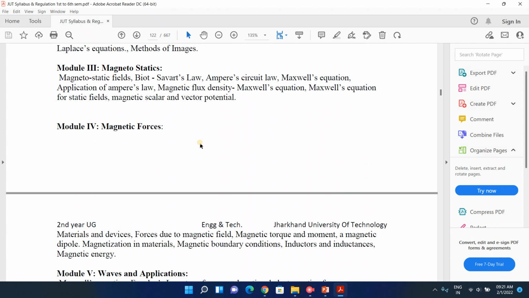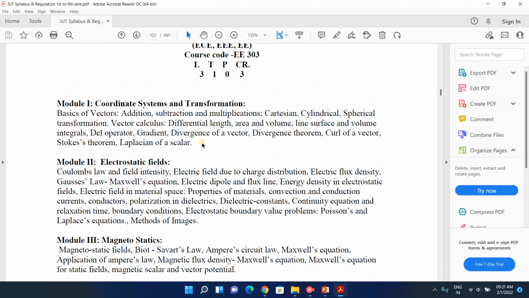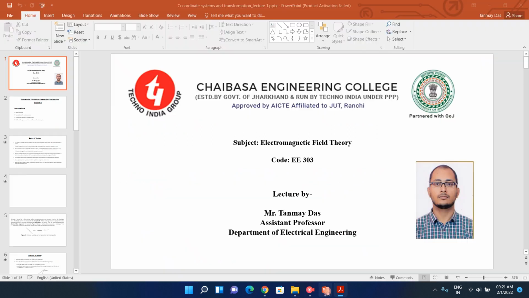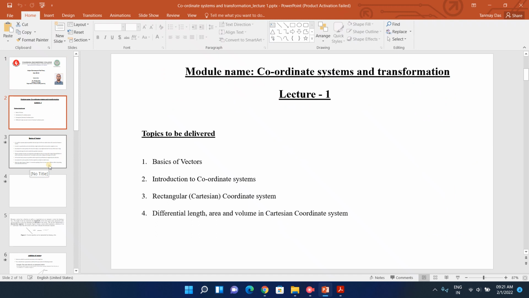This is the detailed syllabus. There are 5 modules. Some portions are also in mathematics: divergence, curl, all these things, and basic vector knowledge, and the coordinate systems also. The first module that I will be teaching you is coordinate systems and transformation. So let us start with the first lecture, just the introductory part. Lecture number 1, of the module on coordinate systems and transformations.